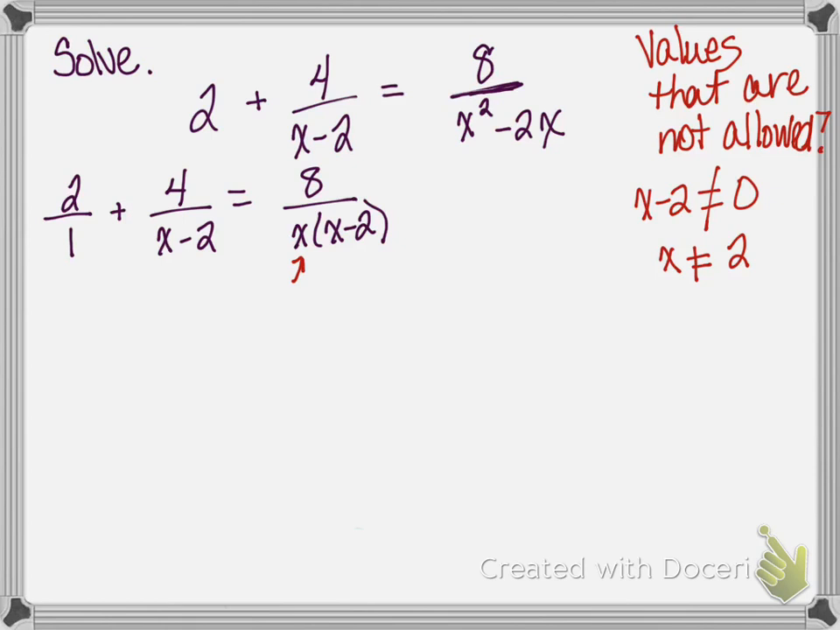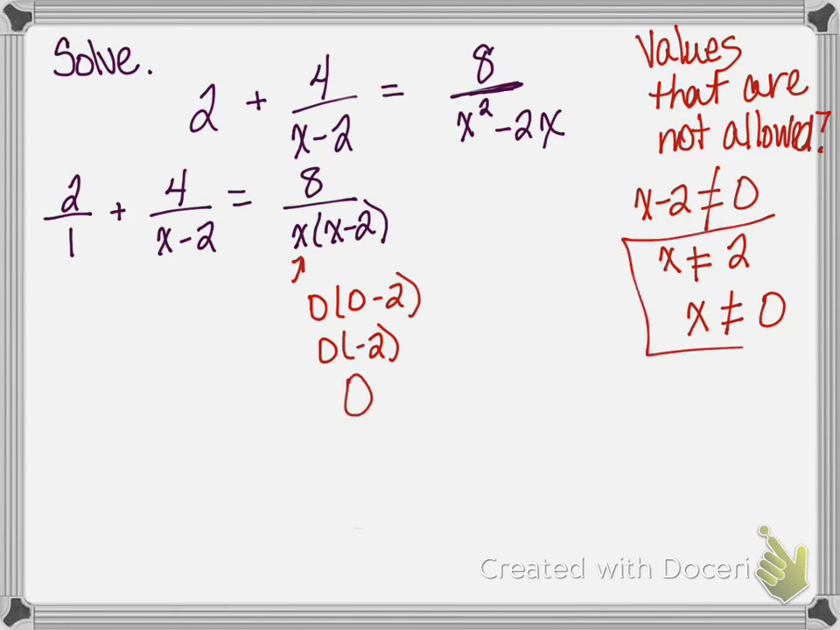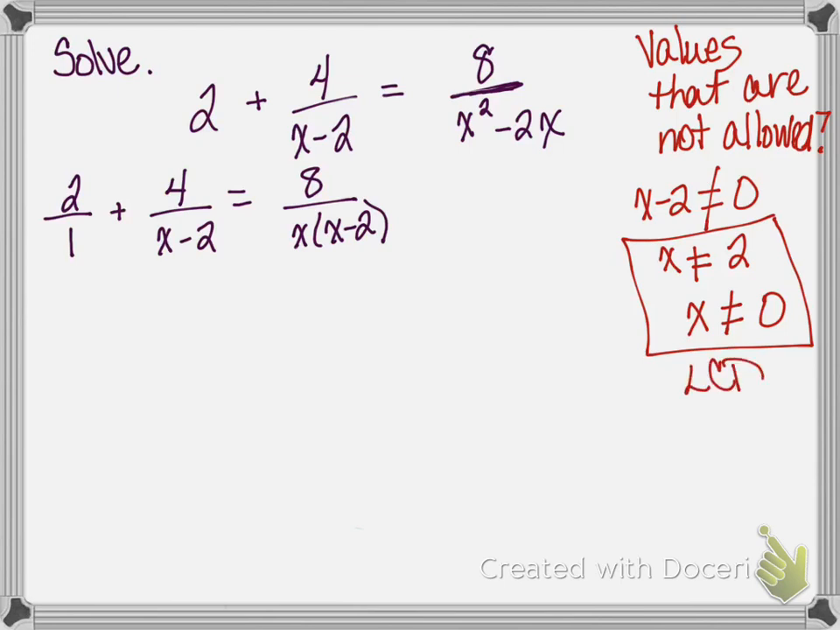What else can that x not be? It can't be 0, because if I plug in 0 for that x, I would have 0 times 0 minus 2. That's 0 times negative 2. What's 0 times negative 2? 0. So these are my undefined values. Those are the things that I've got to look out for. If I get either one of those as part of my answer, what do I have to do? Throw it out.